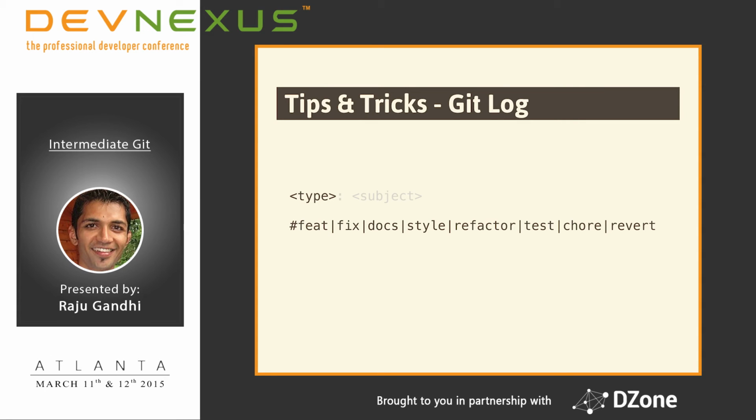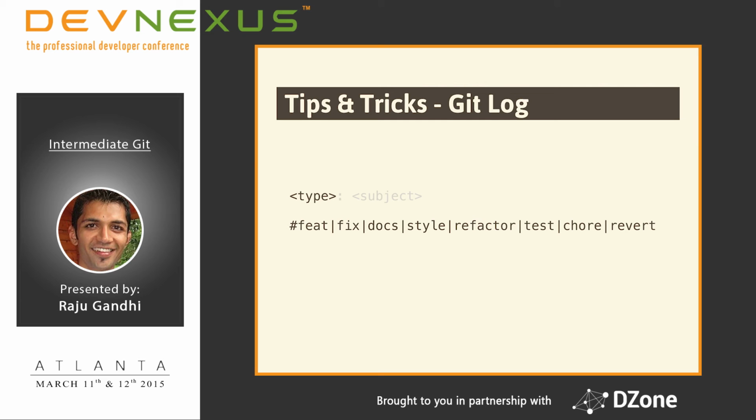Let me show you a quick snippet here. Here are the tags that I prefer. This is from the Angular project. You can use one. So this type can be one of feature, fix, doc, style, refactor, test, chore, or revert. Can be one of those.